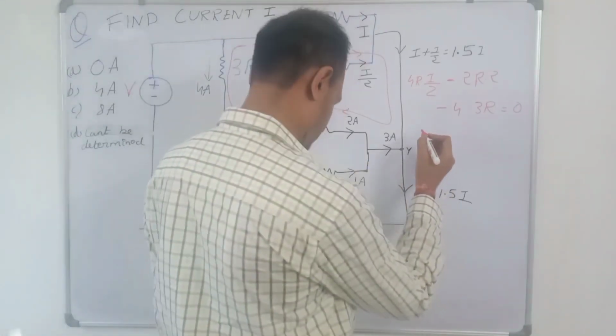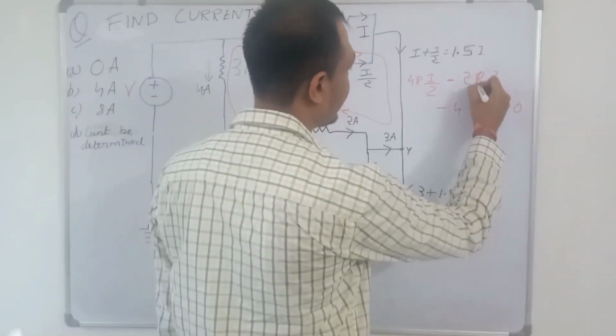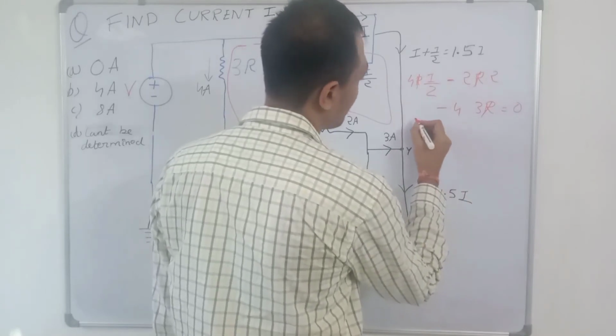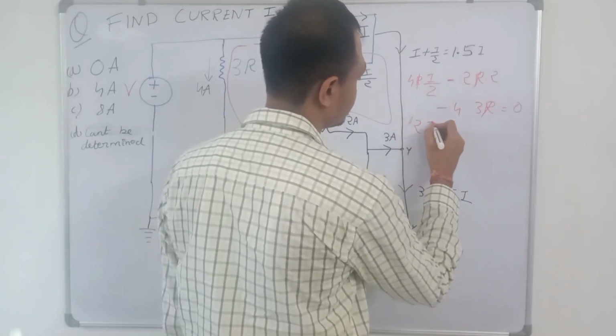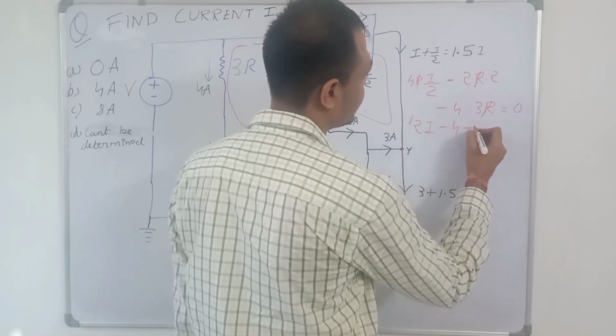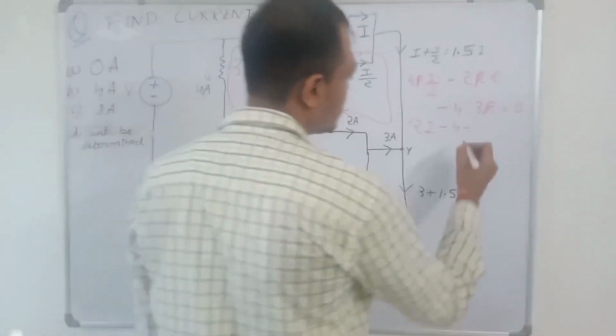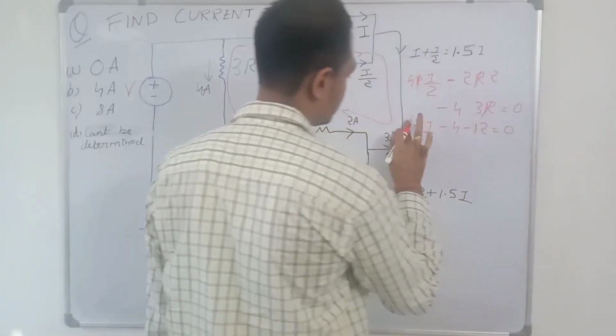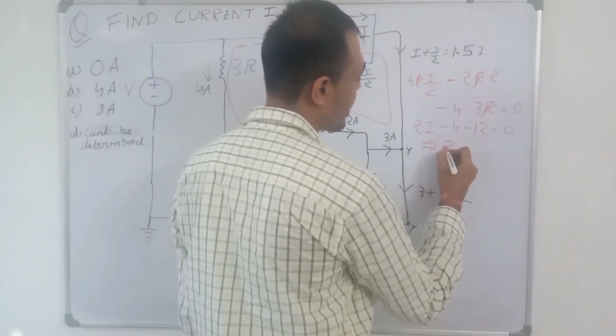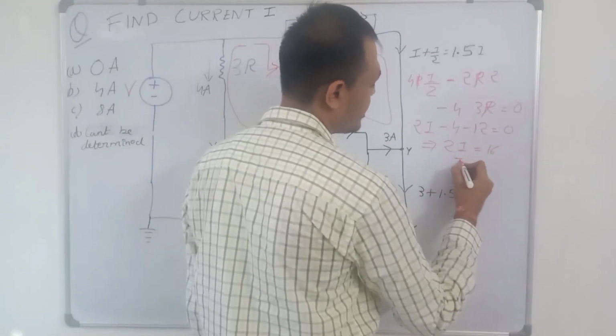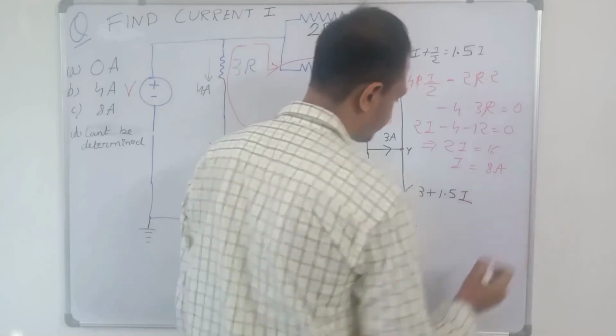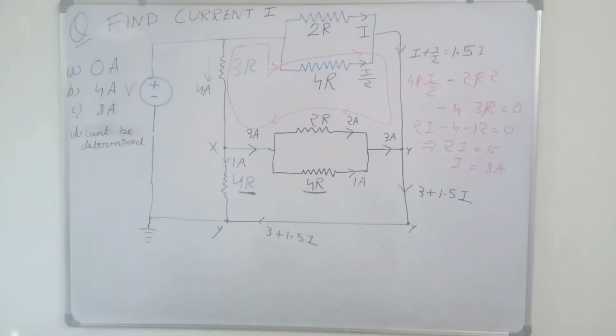So we get this R and R cancelled. So 2I minus 4 minus 12 equal to 0, or 2I equal to 16. So I is equal to 8 ampere. So we have solved it. The trick is that you have to solve the questions in a fast and accurate way. So this is the most fast method to solve this question.